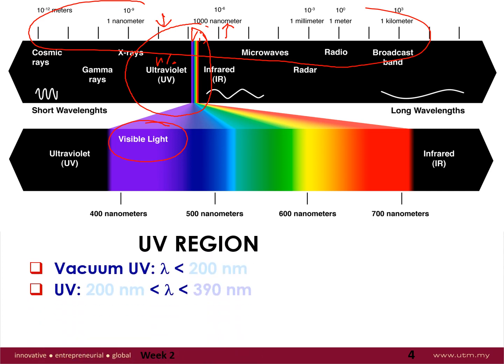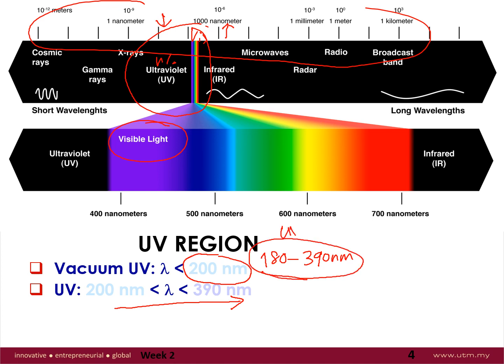For ultraviolet, the wavelength is between 180, write this in your notes, 180 to 390 nanometers. The color I give you is actually colorless, but I cannot show you colorless, if not you cannot see, right? So it's colorless at 180, and moving towards becoming more violet. Over here 390 is actually a really faint color of violet. So this is the region of UV.